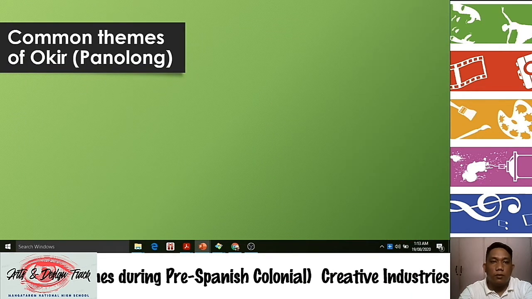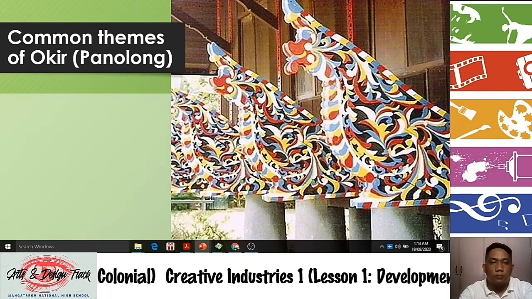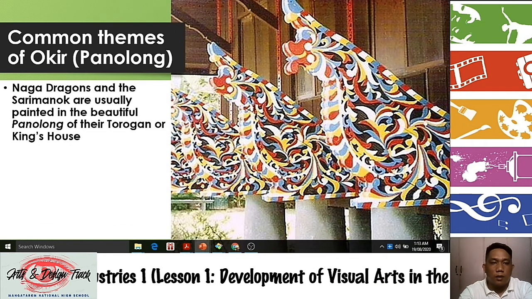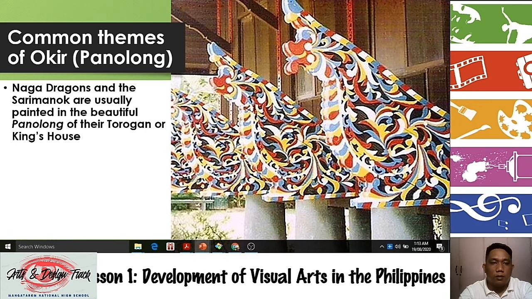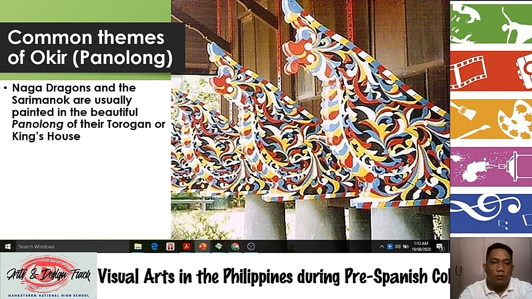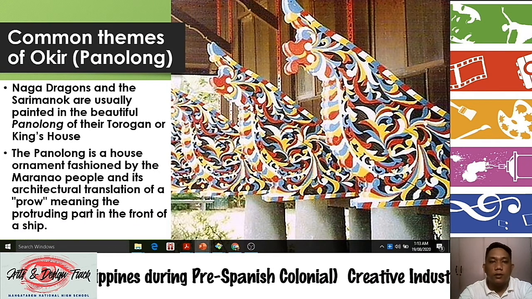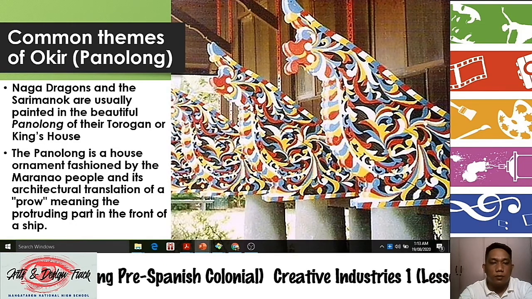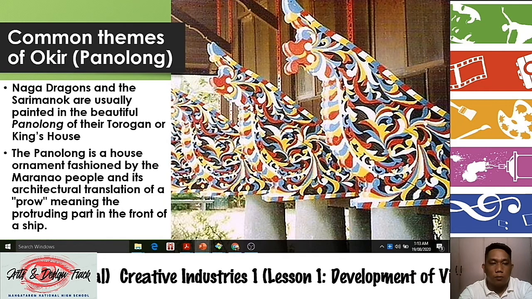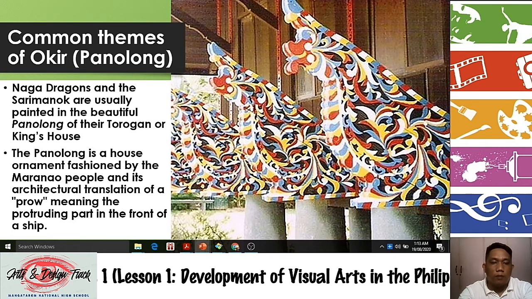There are common themes of the ukir. First up, we have the panolong. Naga dragons and the sari manok are usually painted on the beautiful panolong of their torogan or king's house. The panolong is a house ornament fashioned by the Maranao people and is the architectural translation of the prow, which means the protruding part in the front of a ship.